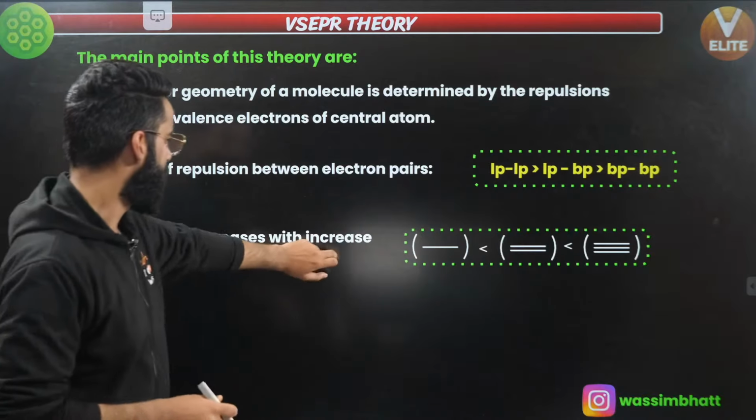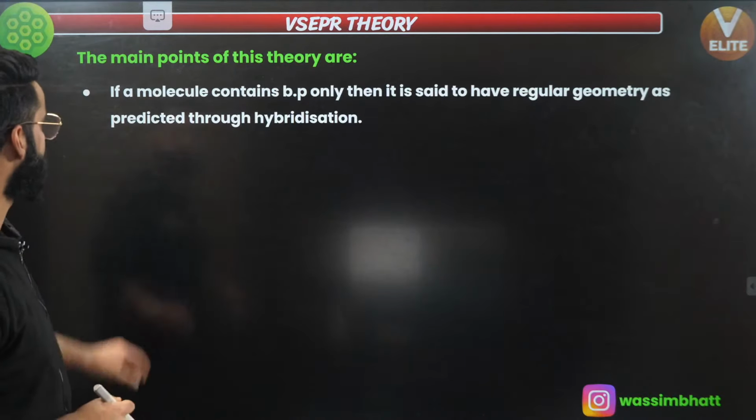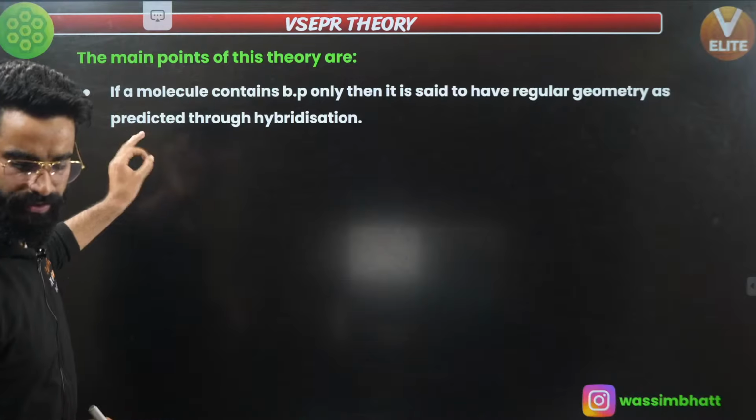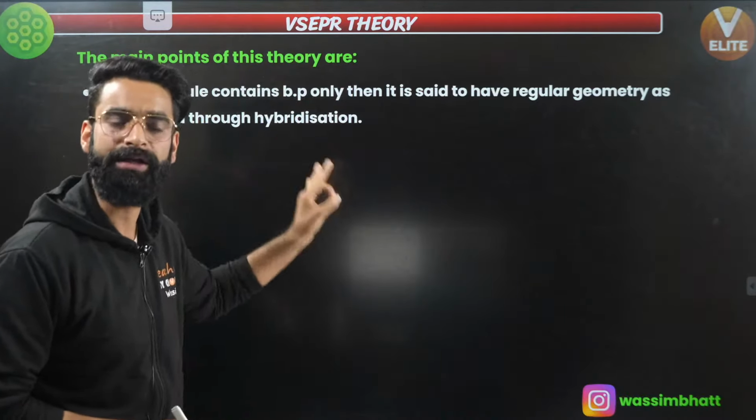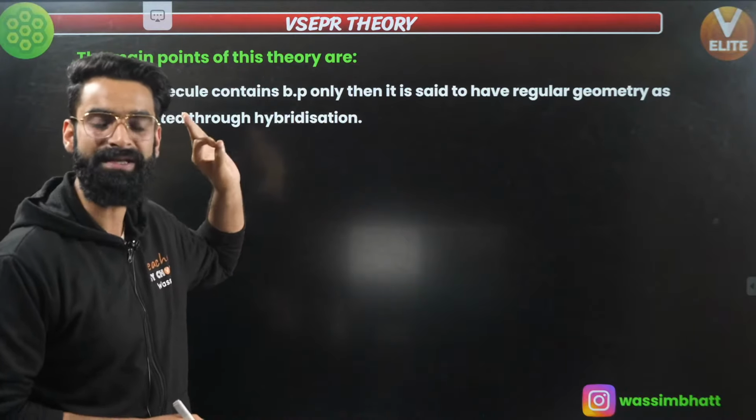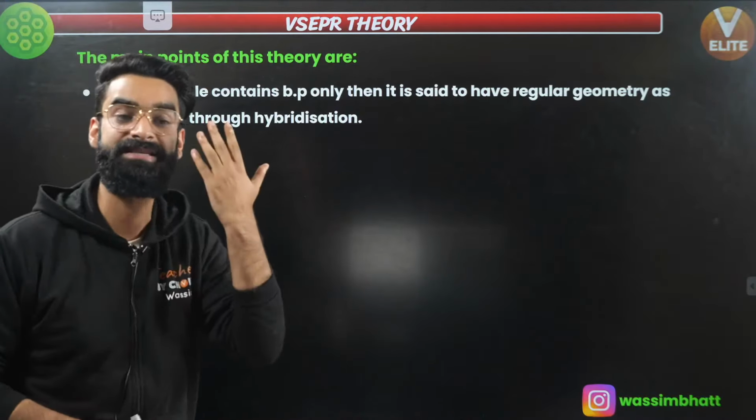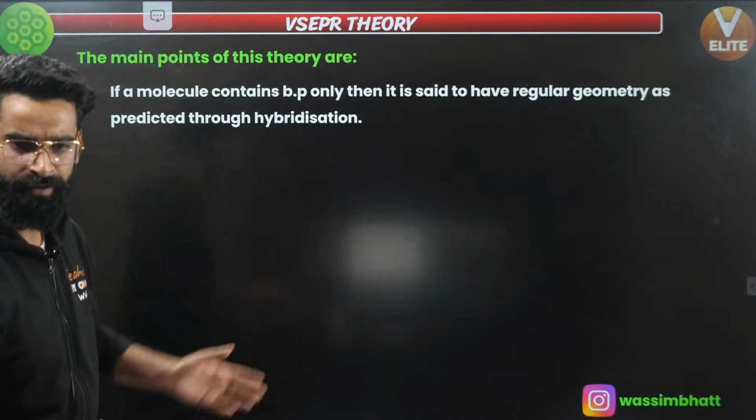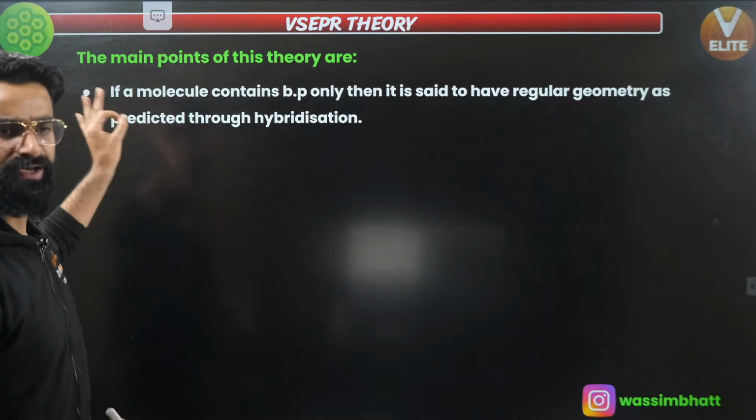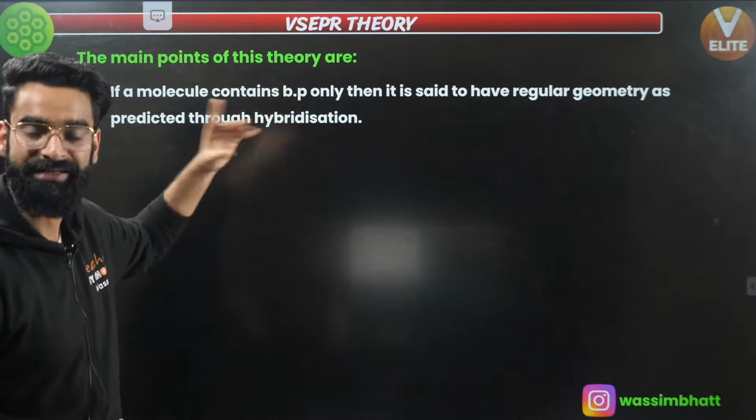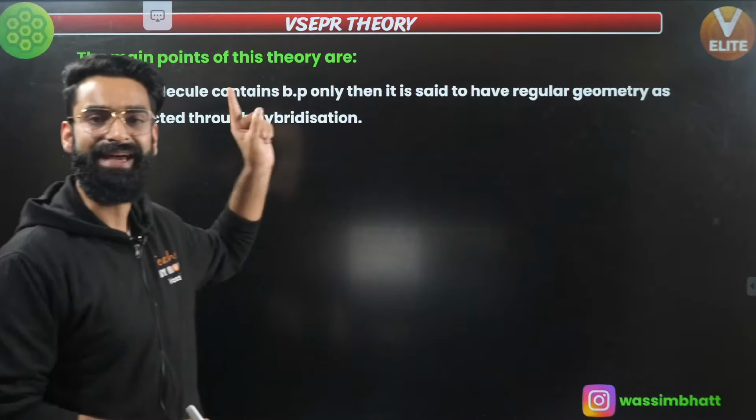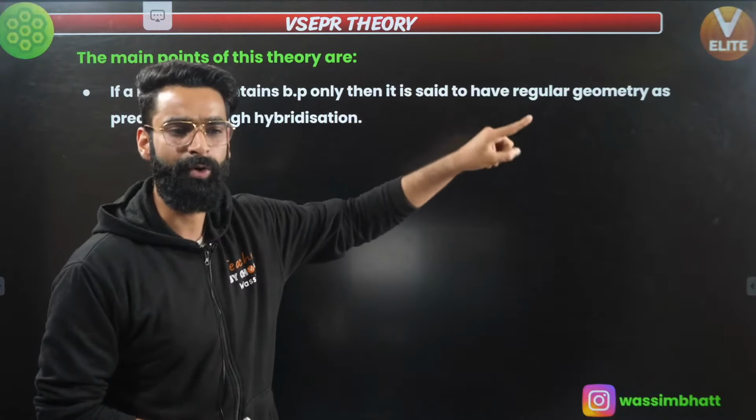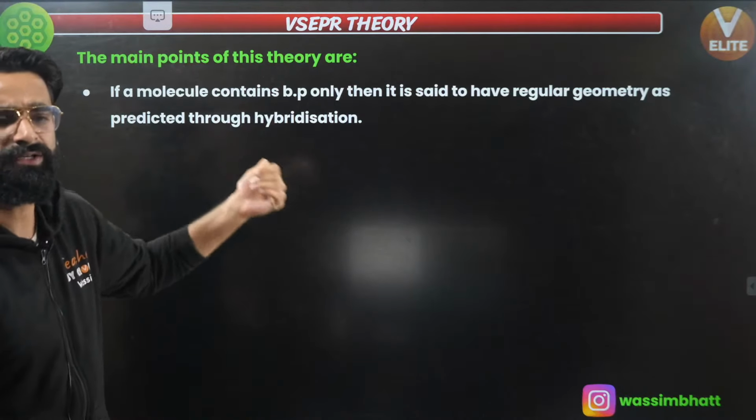One more thing, this is important. If a molecule contains bond pairs only, that means lone pairs are absent on the central atom of the molecule. That's what I'm talking about. If a molecule contains bond pairs only, it is said to have regular geometry as predicted through hybridization.